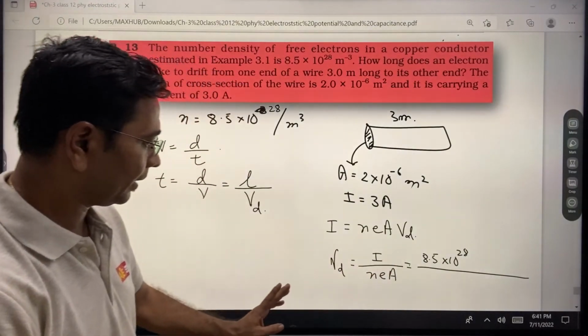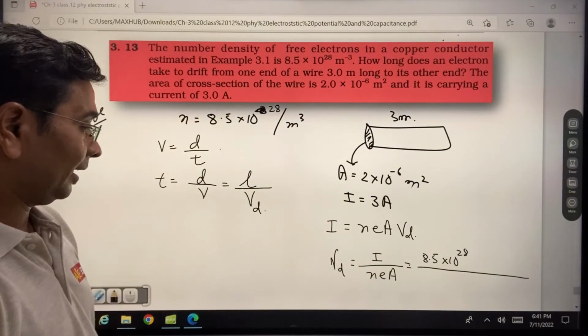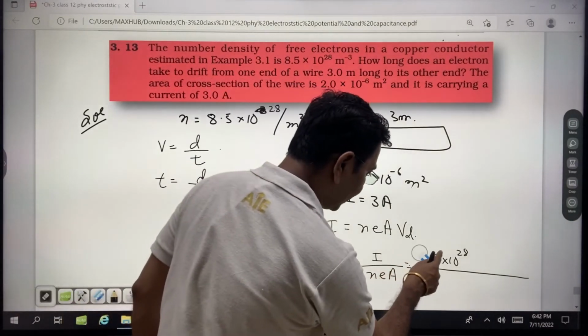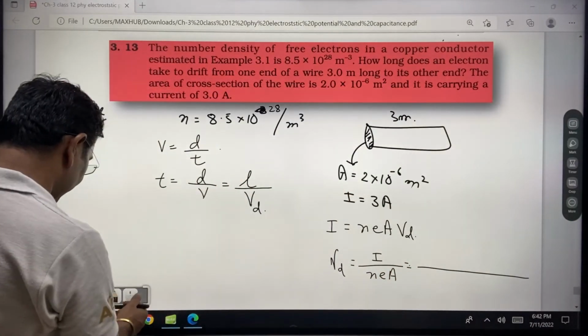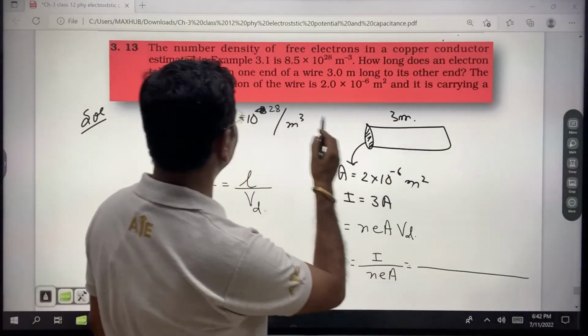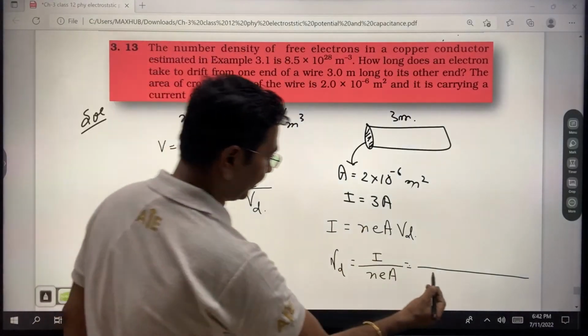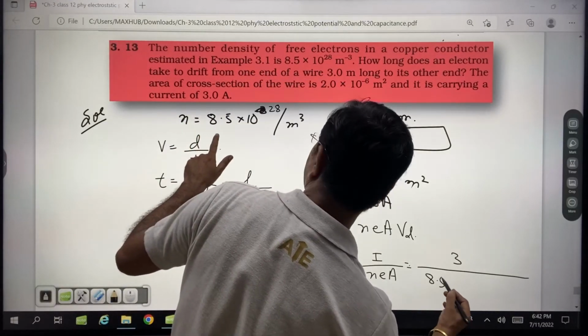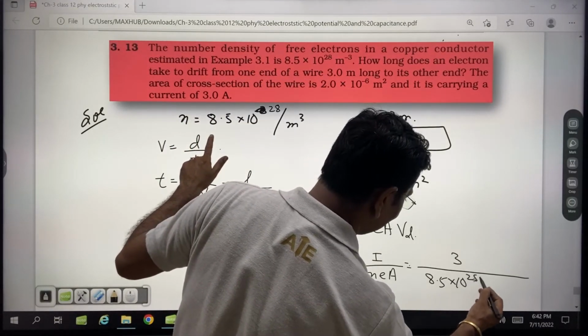Hey, brother, I will be on top, no, wait a minute please. So here I am going to get it, as your I is given as how much? 3 amperes. So it is 3. Now N I am going to say this as 8.5 into 10 to the power 28.